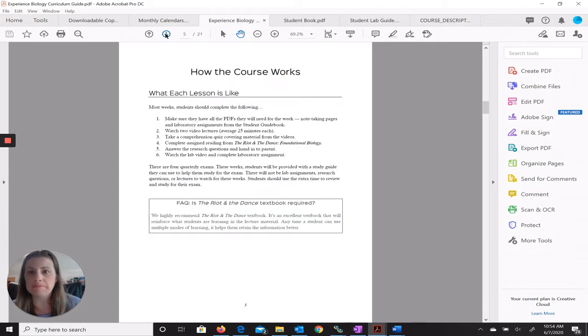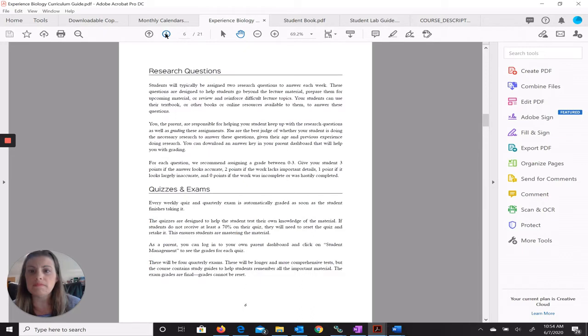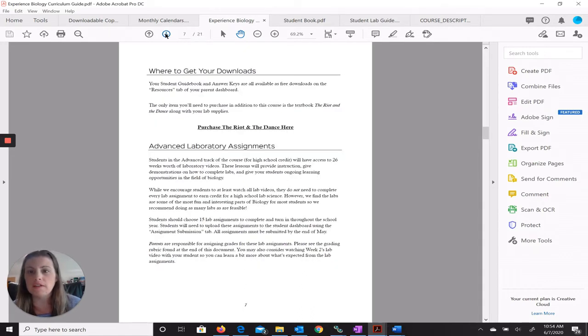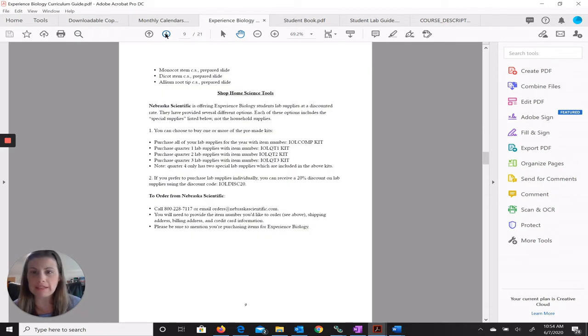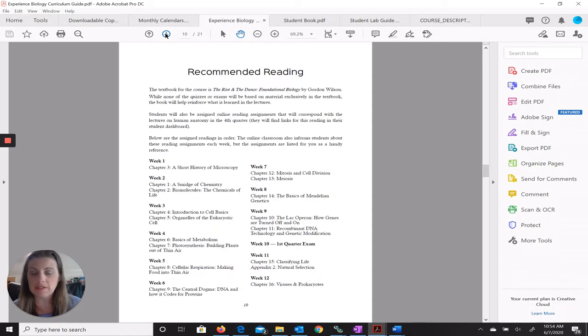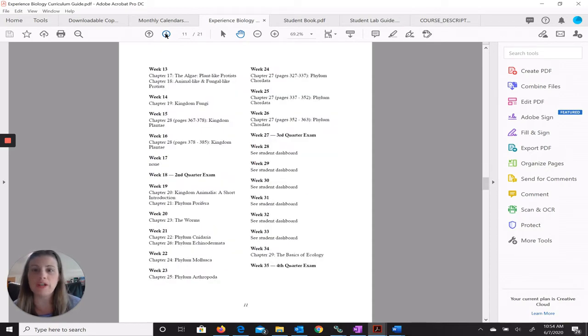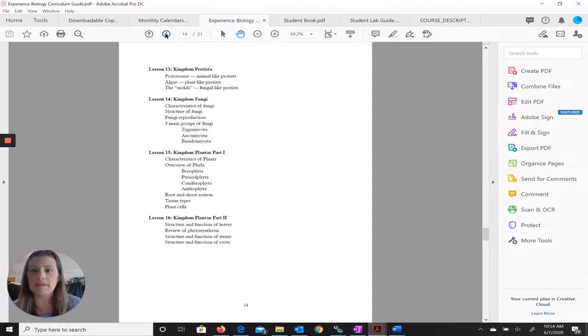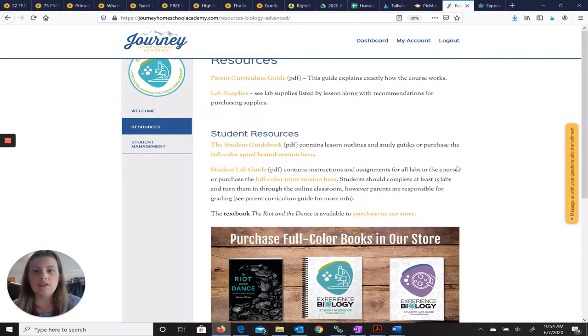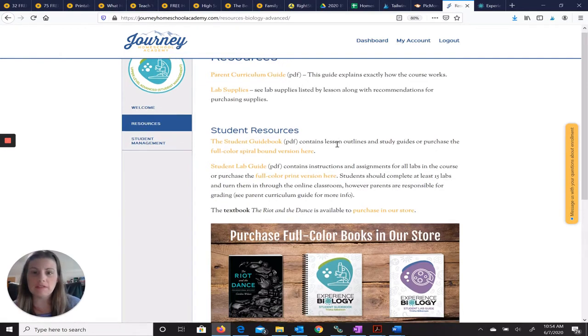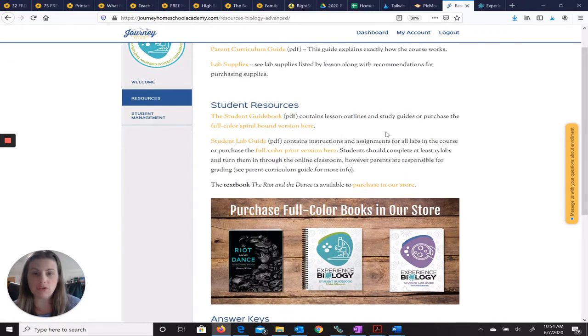It talks about the different components of the course, talks about the labs and the lab supplies. It also has the list of all the recommended readings from the textbook and the scope and sequence. So that's that. It also has a lab supply list, and this is also where you get the student resources.